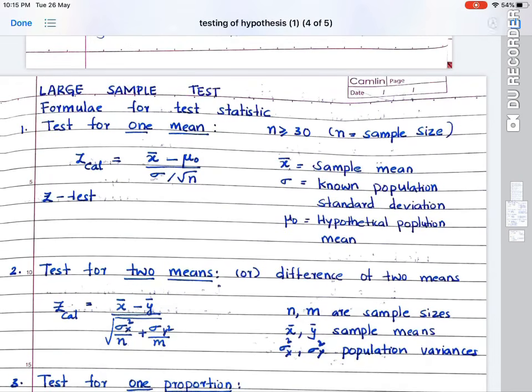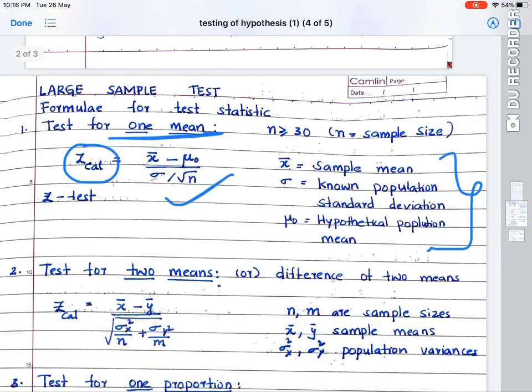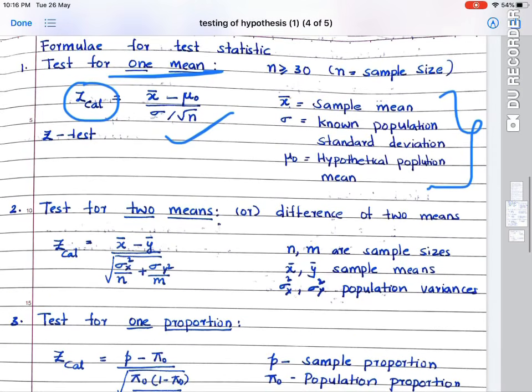So here if you see, for one sample you have z cal is equal to x bar minus mu naught by sigma by root n. So this is your test statistic. This is the formula. You will be given all these parameters in the question. You will have to calculate putting these values in the formula. This is the formula for one mean, that is x bar minus mu naught by sigma by root n. Now coming to difference of two means or two means.